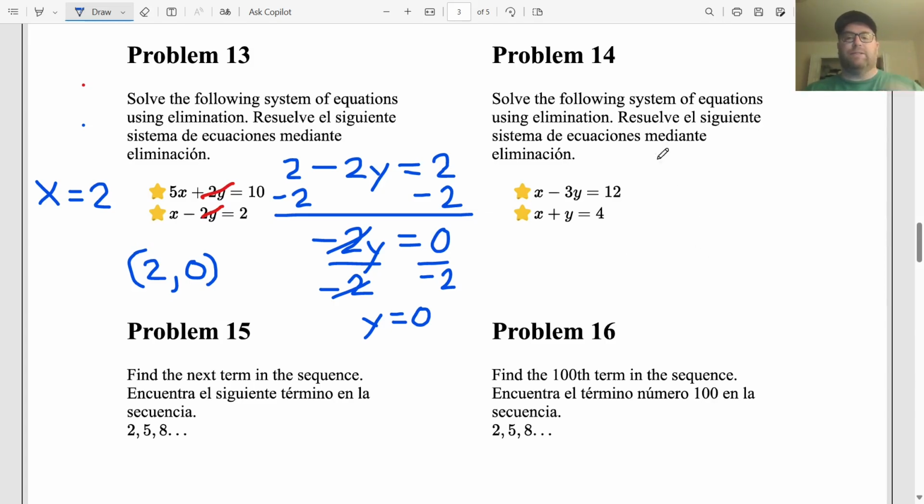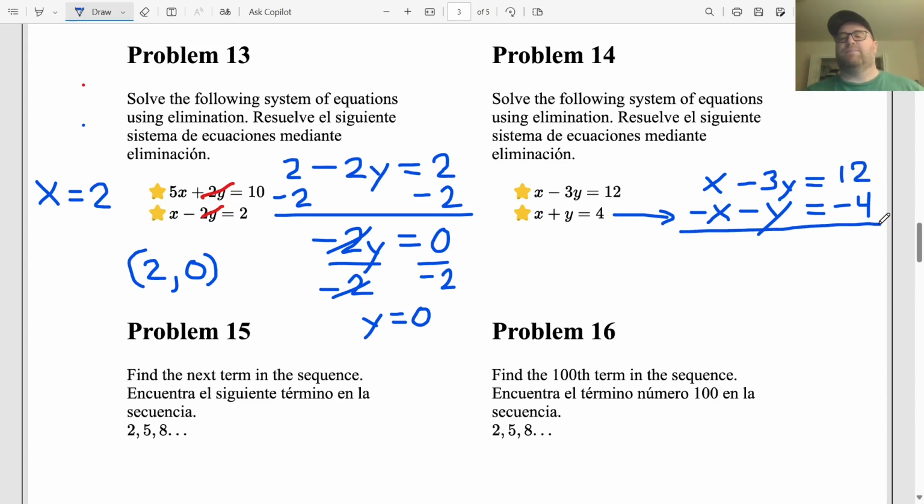All right, next one: solve the following system of equations using elimination again. Okay, this time it's not as easy. If I multiply the bottom equation by negative 1, though, and I add these up, the x's will cancel. So I could rewrite this as negative x minus y equals negative 4. That's essentially multiplying everything in this equation by negative 1. And if I add that to x minus 3y equals 12, I can eliminate my x's.